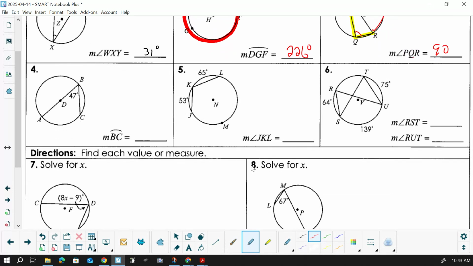Number 4, arc BC. Okay, so let's figure out what it's asking for. Arc BC is this arc. Okay, so now you have this angle, ABC, is 47, which makes this arc over here, I'll use blue, this arc would be double that, so 47 times 2 would be 94. Okay, and the question though is asking for this one. Well, since this is a diameter, that means these should add up to 180 together. 180 minus that 94 would equal 86.